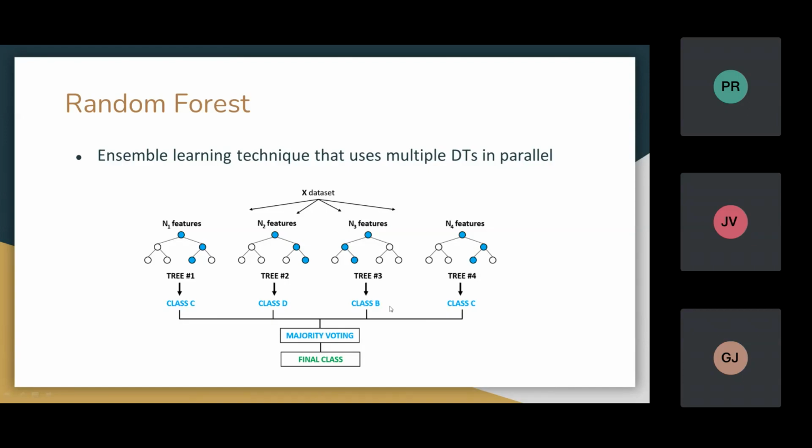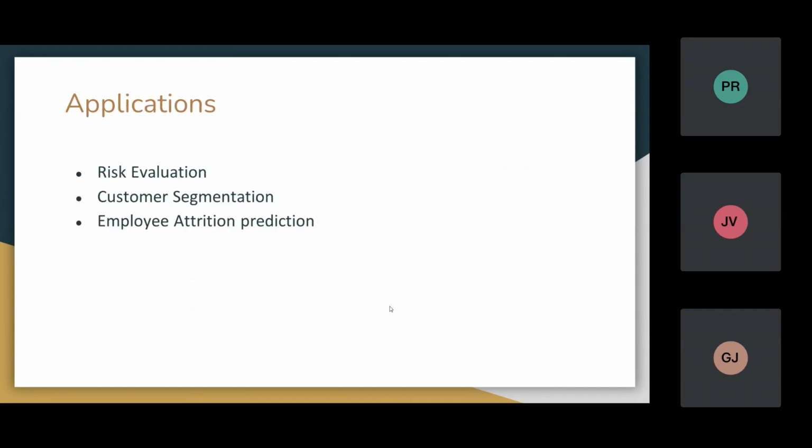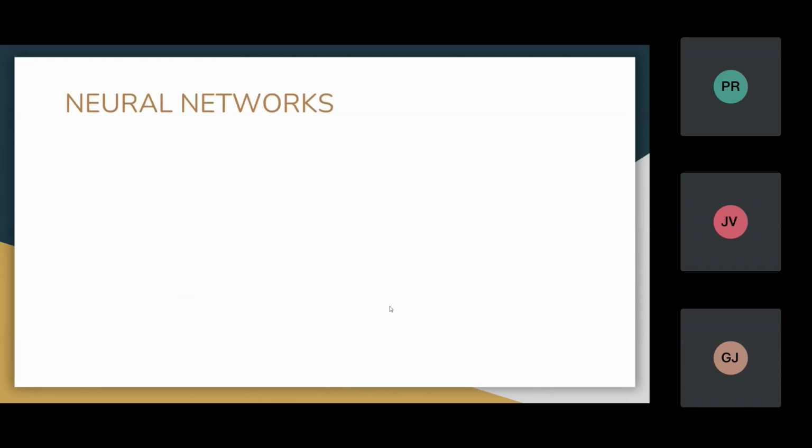Incidentally, in practical implementations, people typically create not just 3 or 4 decision trees. They create something like 5,000 to 10,000 decision trees. All of them work in parallel, right? It's a very robust approach, and random forest is a very popular algorithm, with applications in risk evaluation, customer segmentation, attrition prediction, and so on. These are classic examples where decision trees can be used.